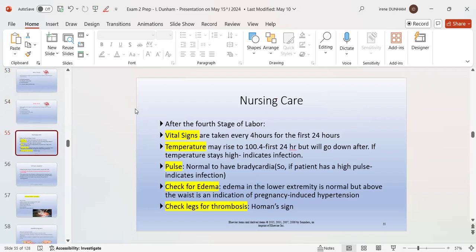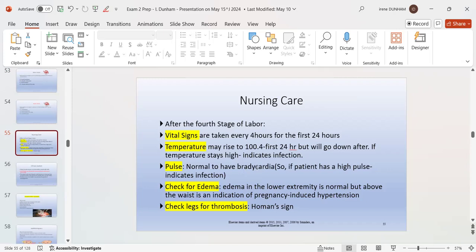Okay, so now let's do the 4th stage of labor. So we can take her vital signs, we take her temperature, make sure she's not running a temperature, make sure she has water at her bedside, she's got an IV, make sure her pulse. Now, what I want you to know about the pulse is that normally after delivery, they have a low pulse. So we call it more bradycardia.